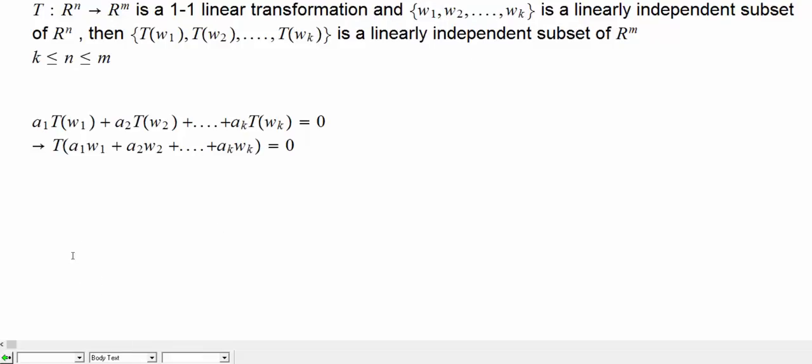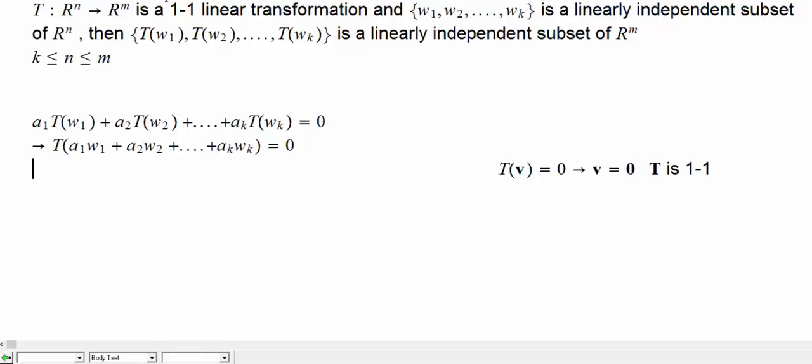Now, since T is a 1-1 linear transformation, what that means is that only the zero vector can go to the zero vector. That is, if the image of v under T is 0, then v has to be 0. And this is because of the fact that T is 1-1. Let's just stress it again: you saw that the kernel of T will be only the 0 vector.